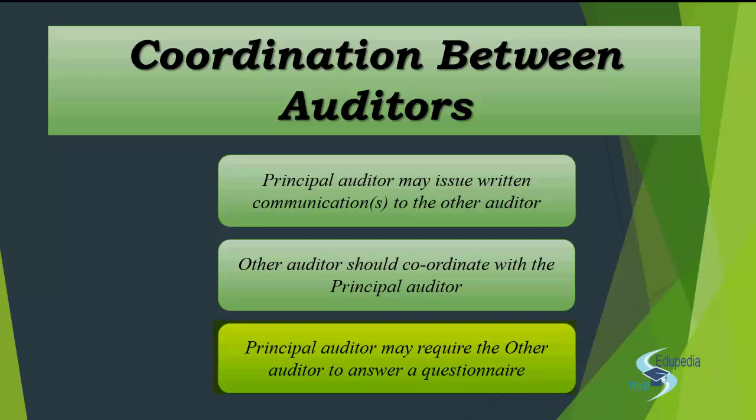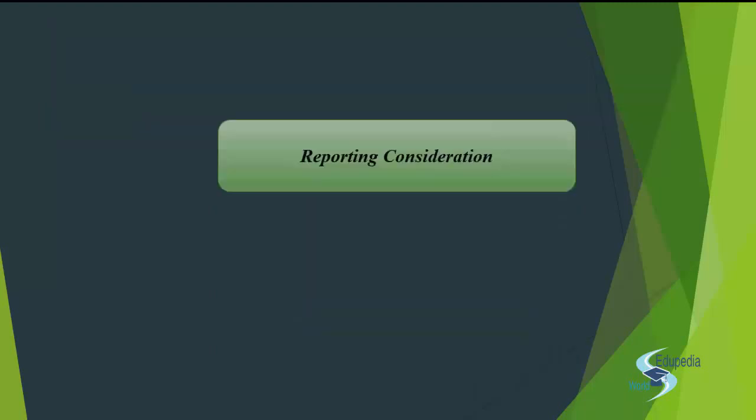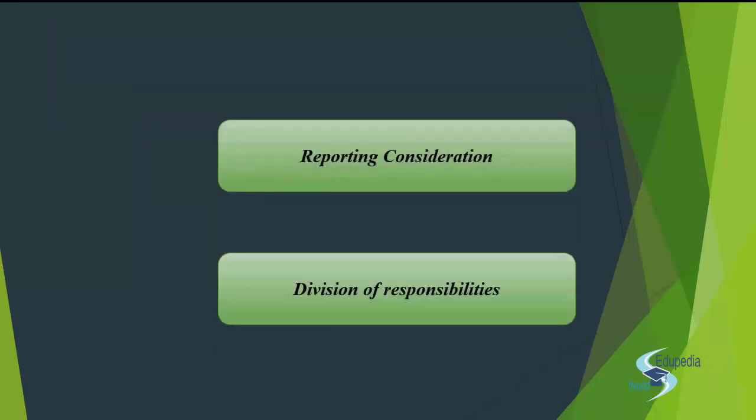Clear with that? Now I hope this concept is clear, because there was nothing much if you look at it from a bullet point of view. But you had to have that understanding. Now there are two last things remaining with us. One is the reporting consideration and the other is the division of responsibilities. After that we will come to an end of SA 600.